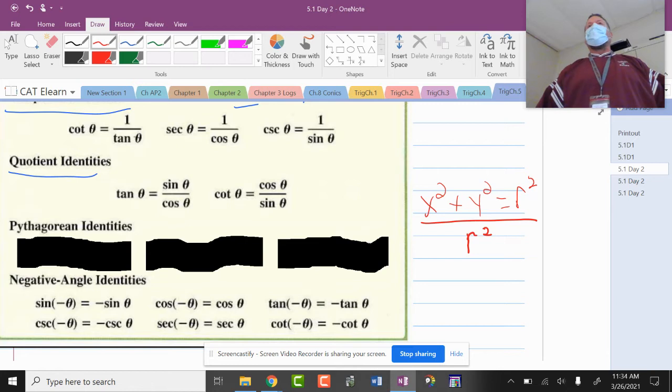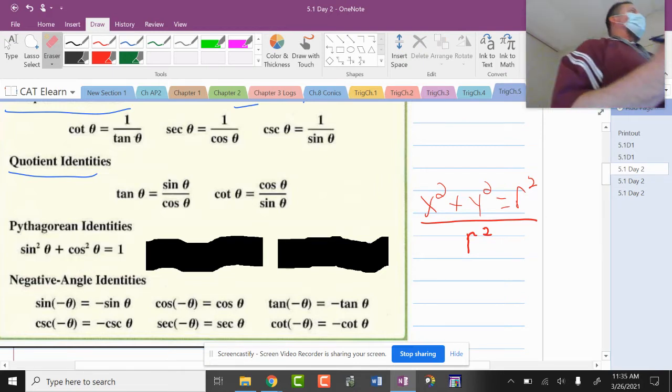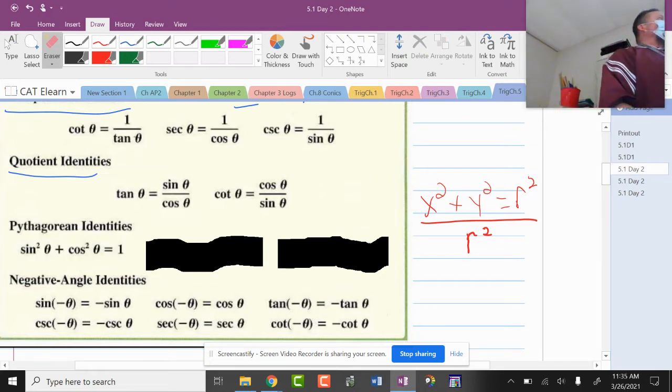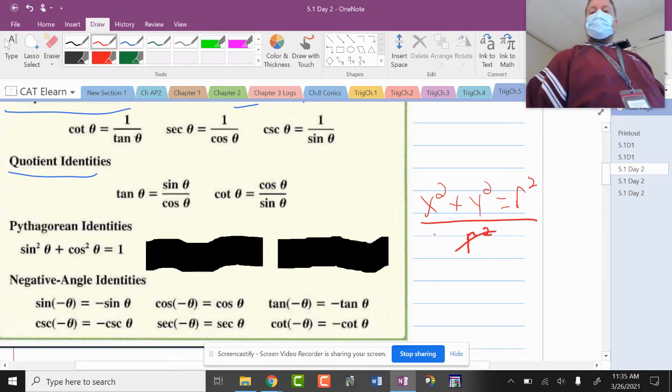What is x over r? Since the first chapter, what is x over r? What trig function? Cosine. What's y over r? Sine. What's r over r? 1. I know I'm ignoring the squareds, but it's the idea. This should be absolutely positively no problem, none whatsoever.